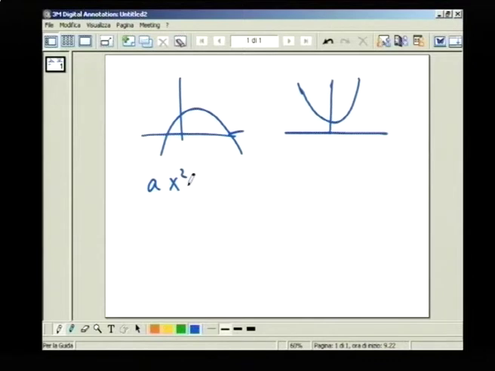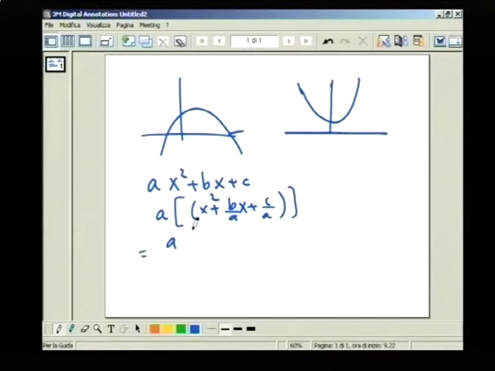to graph this function, ax squared plus bx plus c, what you do is take a outside and you get a times x squared plus b over a x plus c over a. And then you can express it in this form: x plus b over twice a, all squared, plus c over a minus b squared over 4a squared, because you have to come back to the same form there.